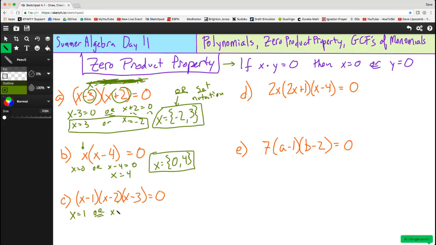So this is x equals 1, or you can do it 3 times like we do here, or x minus 2. Let's just write this one out, then we'll go shorthand on the next one. Or x minus 2 equals 0, or x minus 3 equals 0. Well, this is x equals 1, or x equals 2, or x equals 3. So you write that. You can write all three things in set notation.